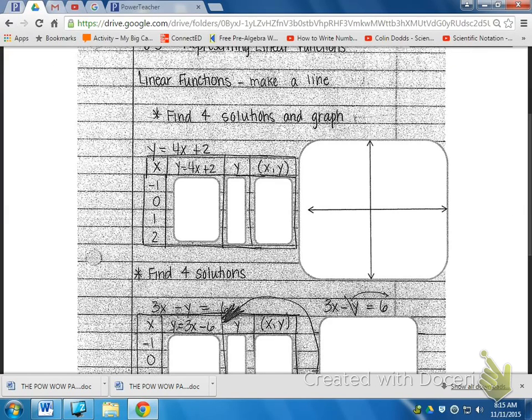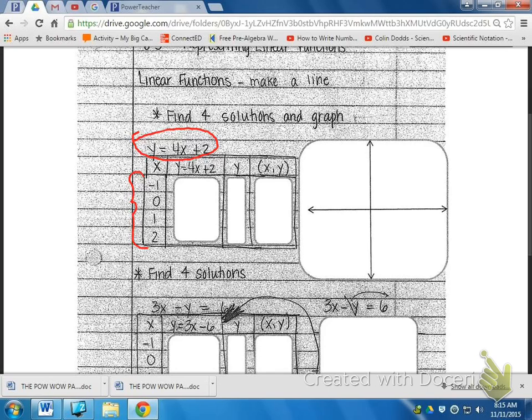I will tell you that on almost all function tables, I want you to use those values for x: -1, 0, 1, and 2. Almost always going to use -1, 0, 1, and 2. At the bottom of this, I'll show you some that you might change up a little bit. The function's going to be given as an equation of a line, y equals 4x plus 2.